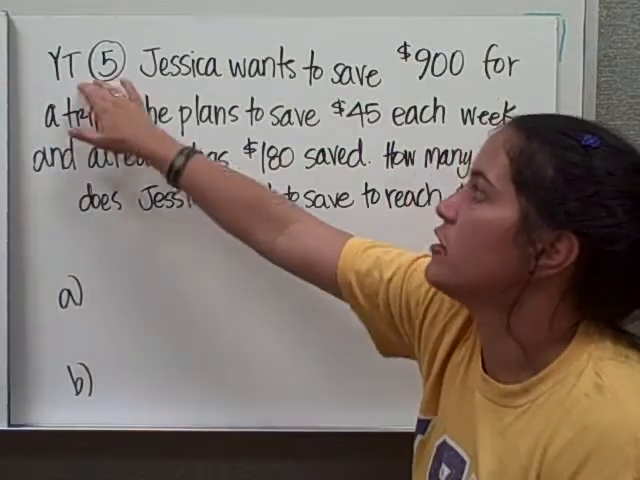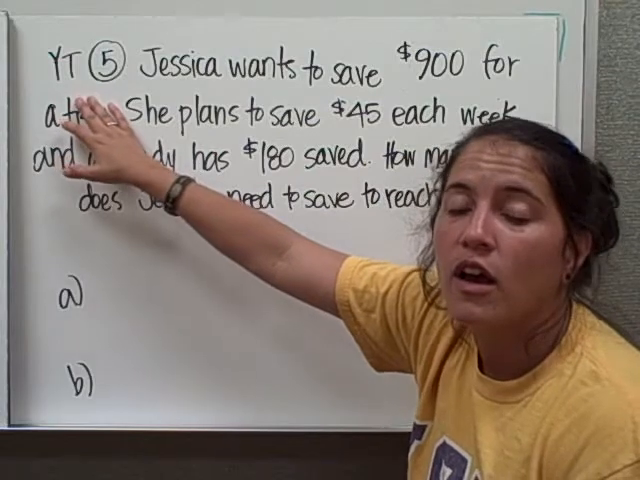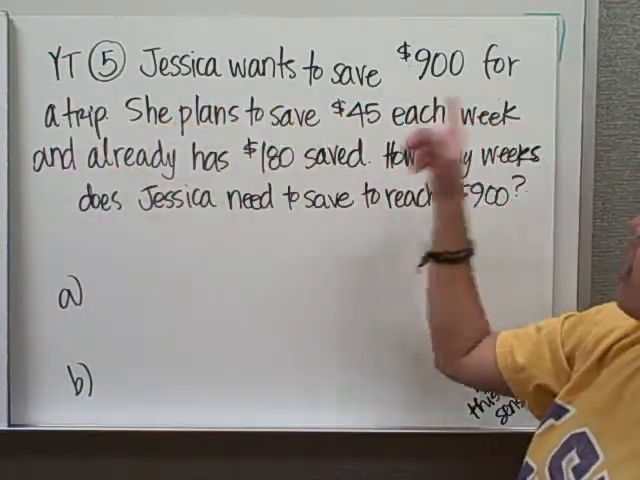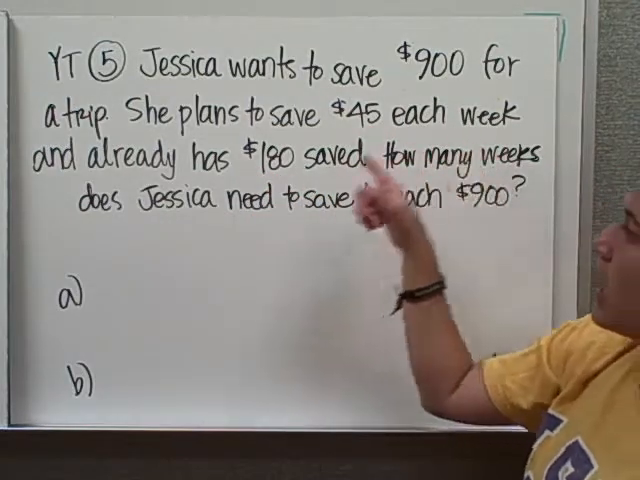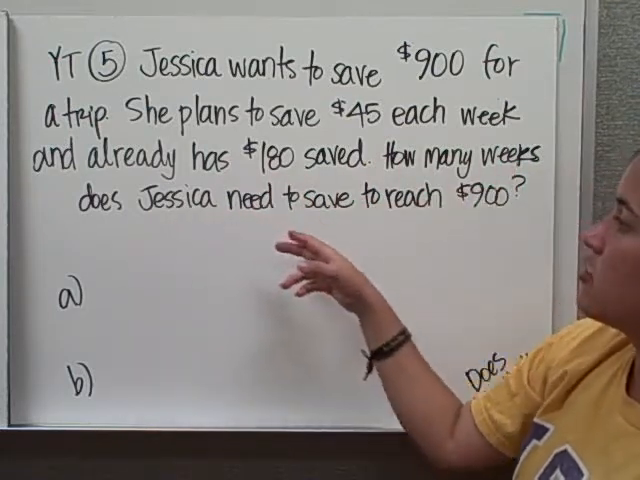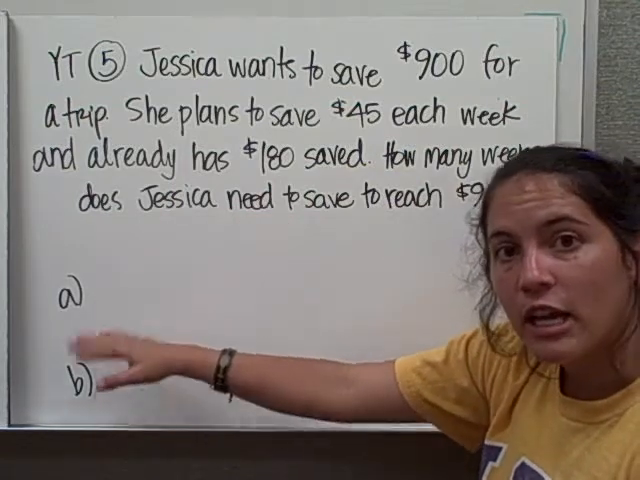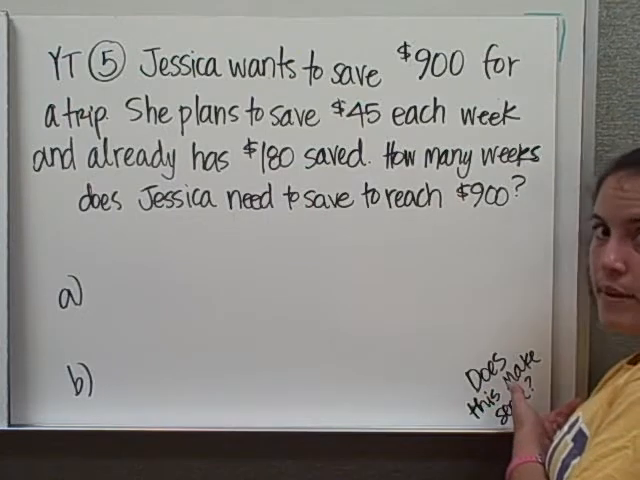All right. So here's a you try, number 5. I'm going to read you the problem. I want you to pause the video, write the problem, and see if you can solve it. Jessica wants to save $900 for a trip. She plans to save $45 each week and already has $180 saved. How many weeks does Jessica need to save to reach $900? A, write an equation. B, solve your equation. And then when you get your answer, always ask, does this make sense?